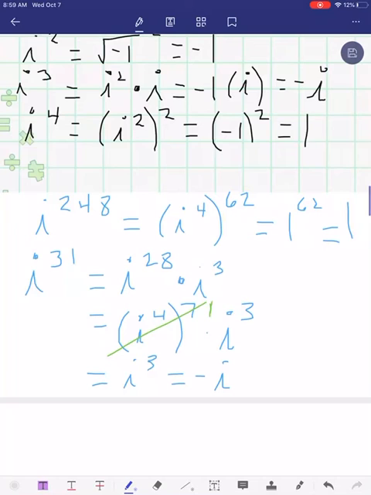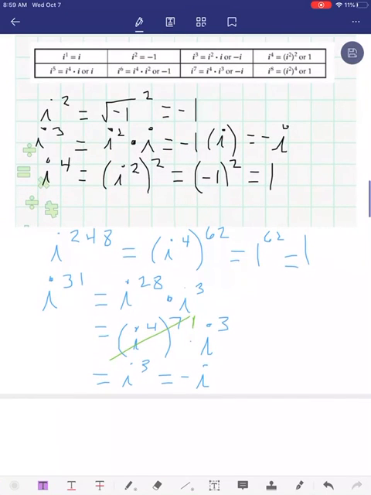So in general, we can just think about it as the remainder. If I divide 31 by 4, I would get 7 remainder 3, which means that the exponent I have on my leftover stuff is going to be 3, and then we just simplify. On 248, our remainder was 0, which means that it's going to go into it exactly, which means it'll get us whatever we get when we have just i to the 4th, which is 1.